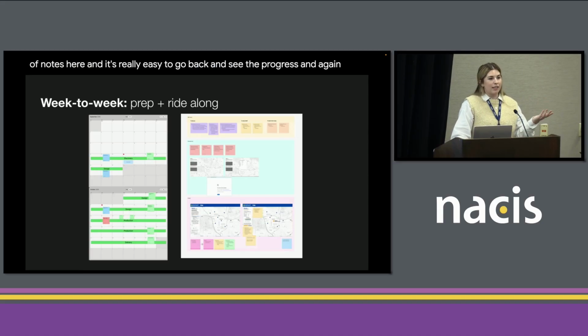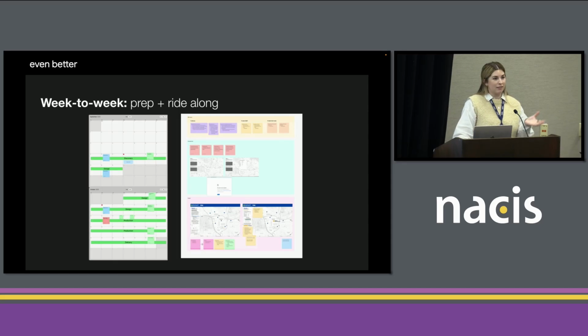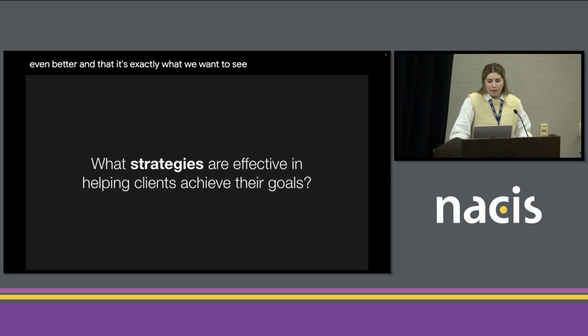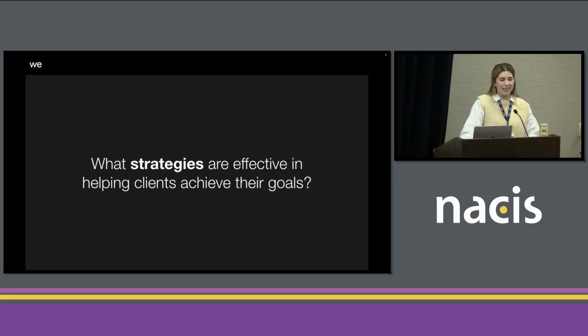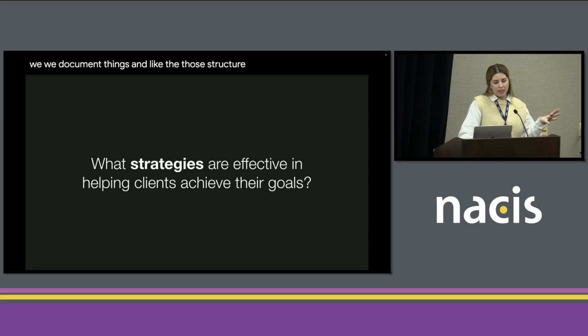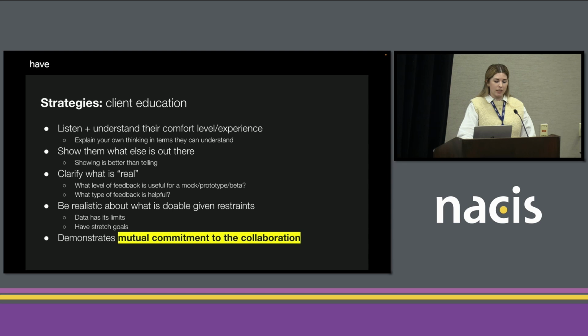And again, this client is really happy. They're like, wow, last week was good, and this week is even better, and that is exactly what we want to see. So that's how we document things and the structure we have in place, but there are a lot of strategies that we use to help our clients achieve the goals that they have in mind.